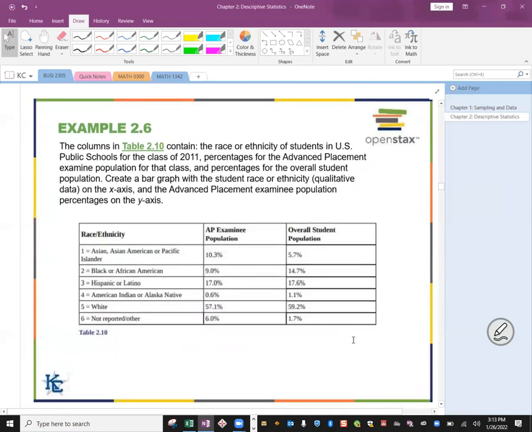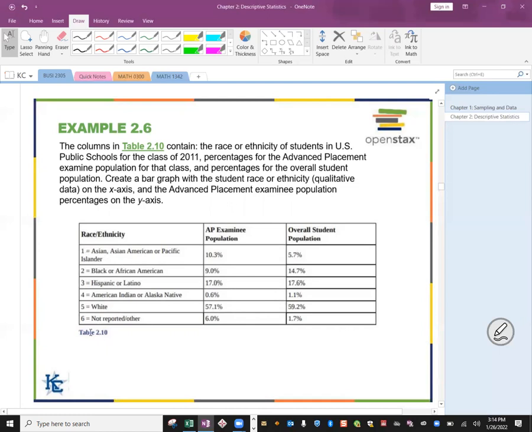The columns in table 2.10 contain the race or ethnicity of students in U.S. public schools for the class of 2011. Percentages for the advanced placement exam, population for the classes, and percentages for the overall student populations. Create a bar graph with the student's race or ethnicity, qualitative data, on the x-axis and the advanced placement examinee population percentage on the y-axis. So if we take a look at this example here, we see that even though we gave them numerical values, the data is qualitative data because we are using words to describe their race or ethnicity.